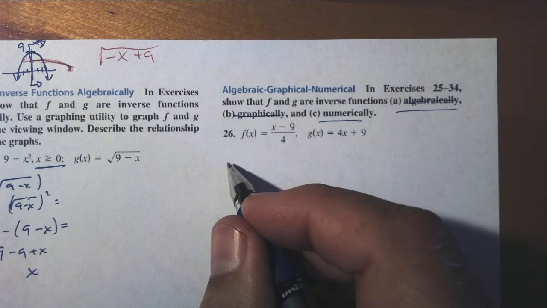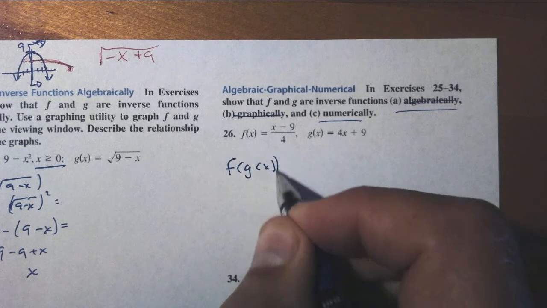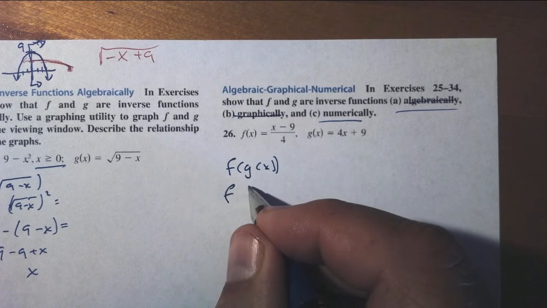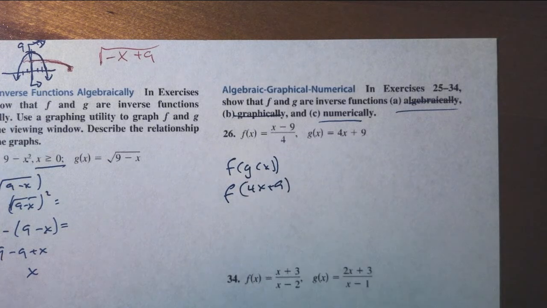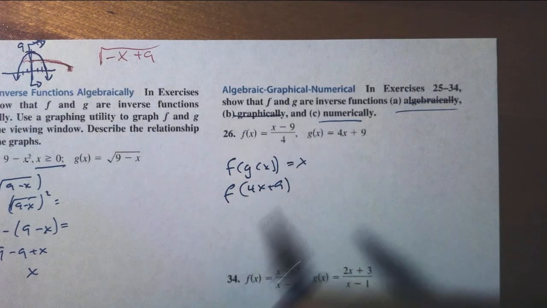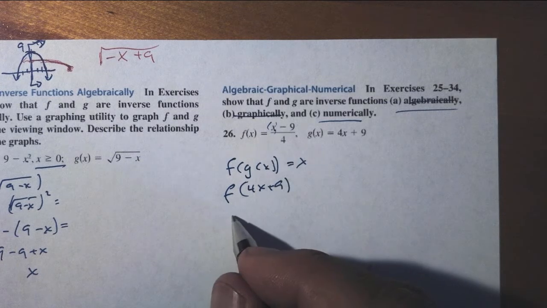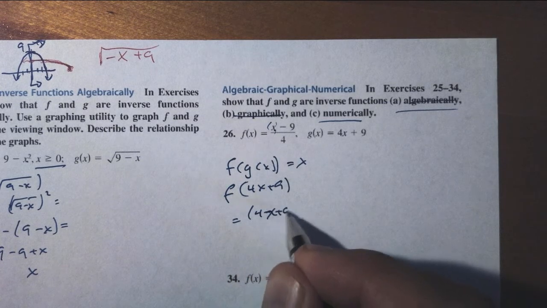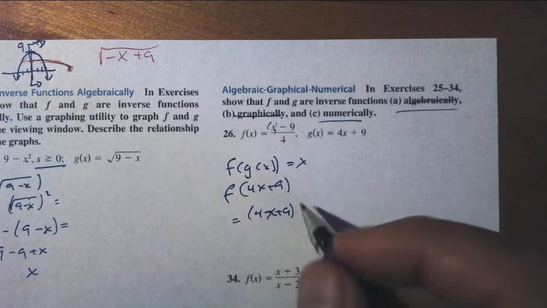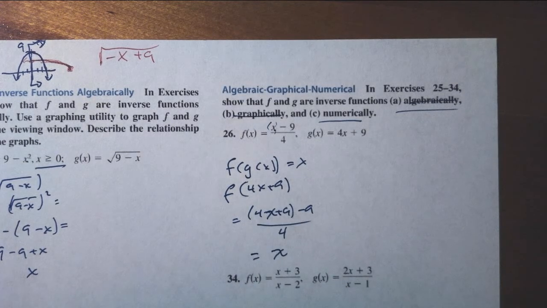So algebraically, we want to take f of g of x. So that is f of 4x plus 9. And we want to show that that is equal to x. F is a factory that puts things right here. So that is 4x plus 9 minus 9 on 4, and we can quickly see that gets us to x.